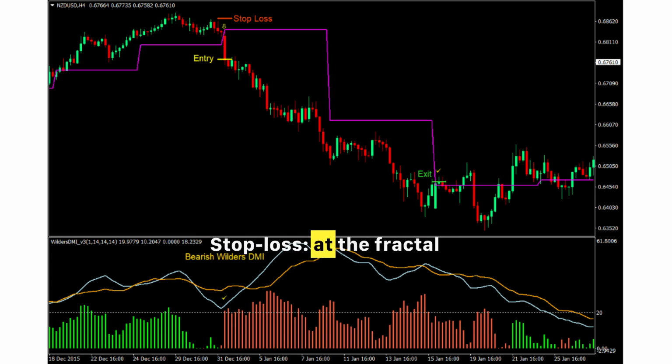Stop loss. At the fractal high above the entry. Exit. Close when A. Price closes above the weekly pivot line again, or B. Histogram flips to lime.